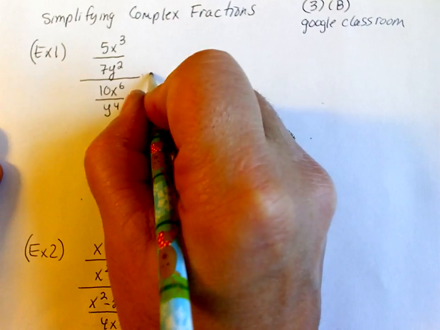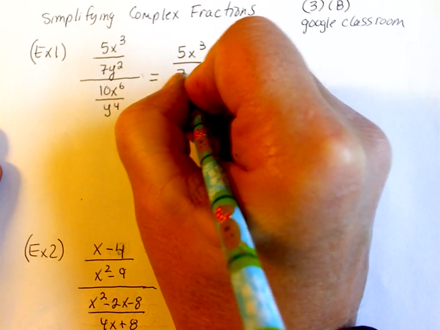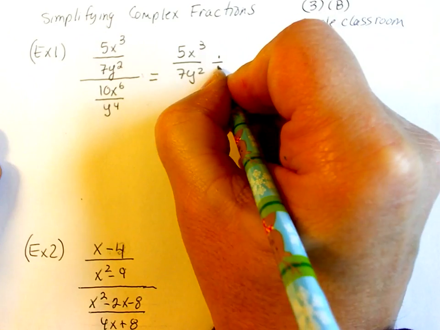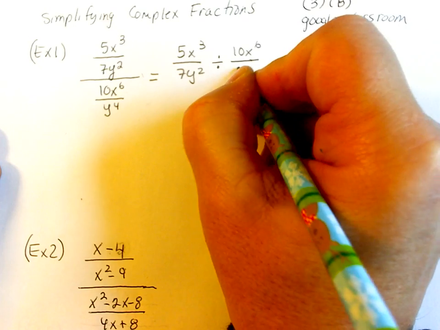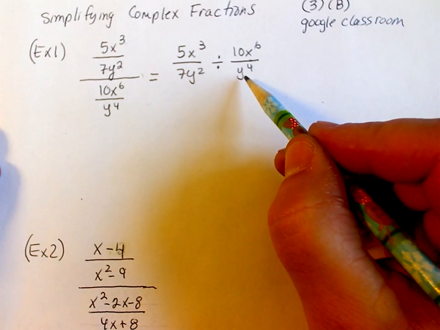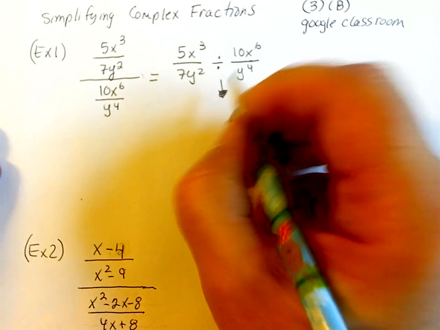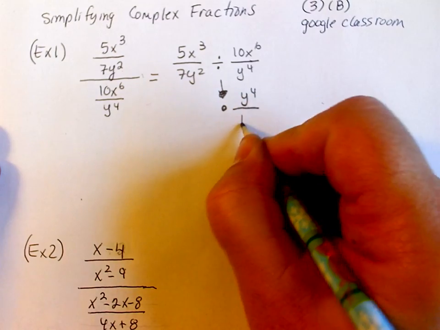So here the first thing we want to do is rewrite 5x cubed divided by 7y squared. We're going to change our fraction bar into our division symbol. And then, as previously discussed and learned with division of rational expressions, we're going to multiply by the reciprocal. So here I'm going to multiply by the reciprocal of the second fraction.